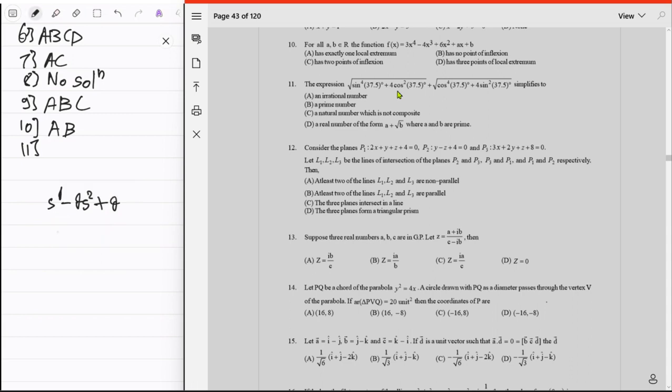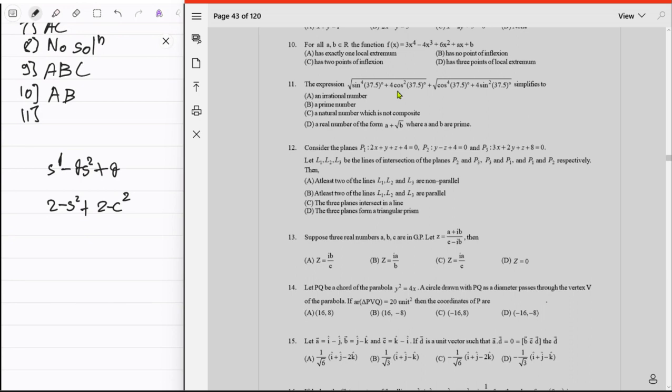Then its square root is just 2 minus sine square, which is positive, and then similarly for the other one, it's the same angle, and yes, that's the same thing. So just 2 minus cosine square, plus, square root, right? Well, yeah, just 4 minus 1, which is 3, so it simplifies to a natural number which is not composite. Yes, 3 is not composite. A prime number, well, yeah, so it is a natural number that is not composite.